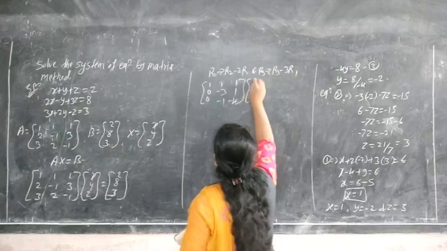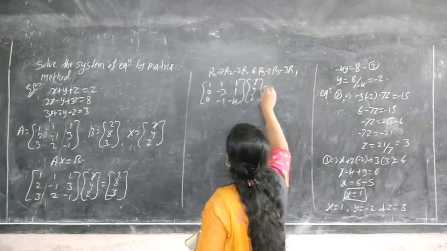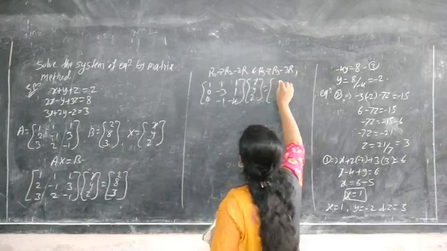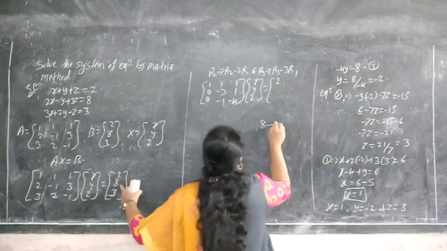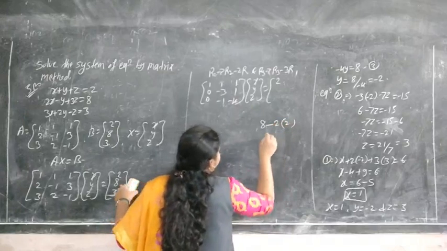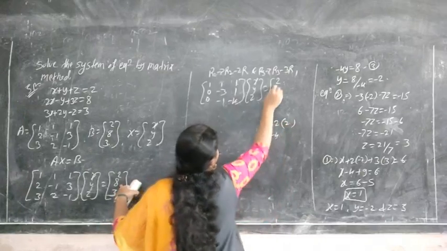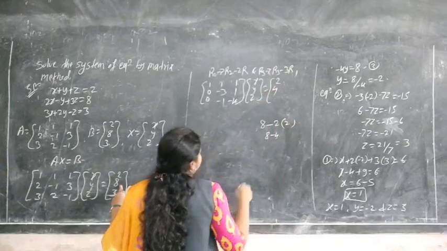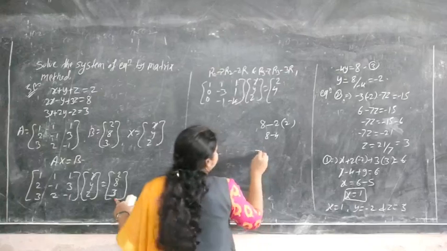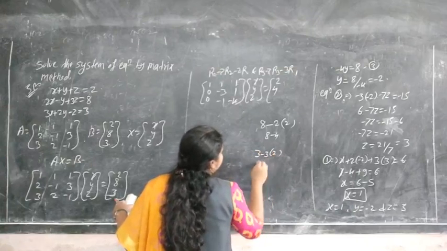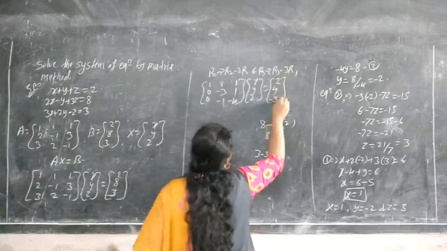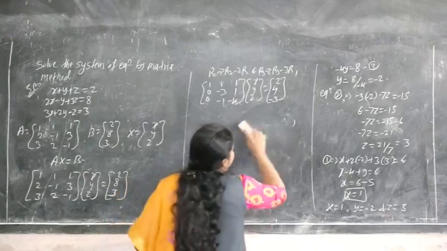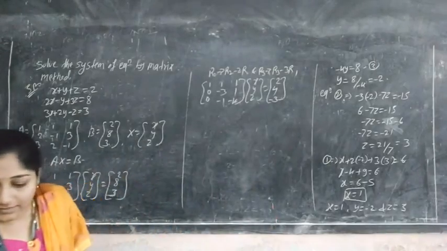Write down the X, Y, Z matrix as it is. This is equal to, again apply for this matrix also. So first row as it is. What about R2? R2 is 8 minus 2 into R1. R1 is 2. So 8 minus 4, you will get 4. R3 minus 3 R1. R3 is here 3. 3 minus 3 into 2. So 3 minus 6 is -3. Okay, so this is the matrix: 2, 4, -3.